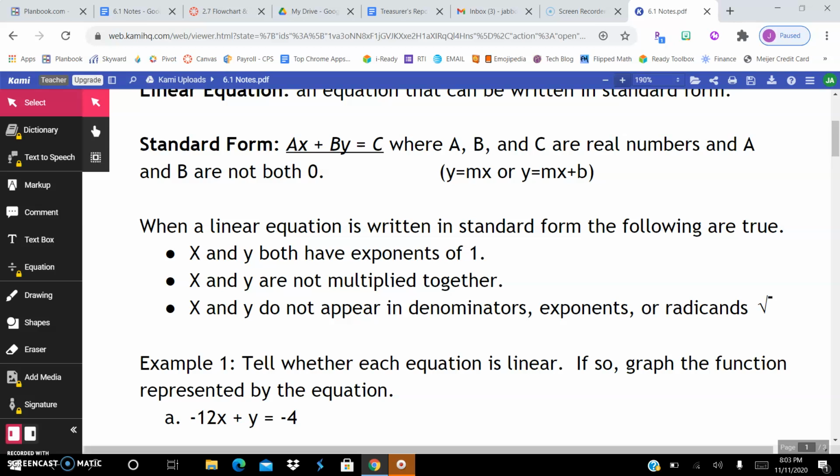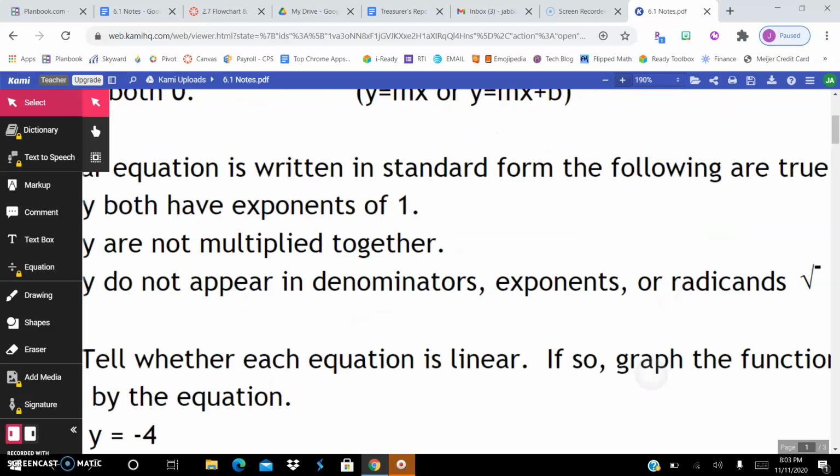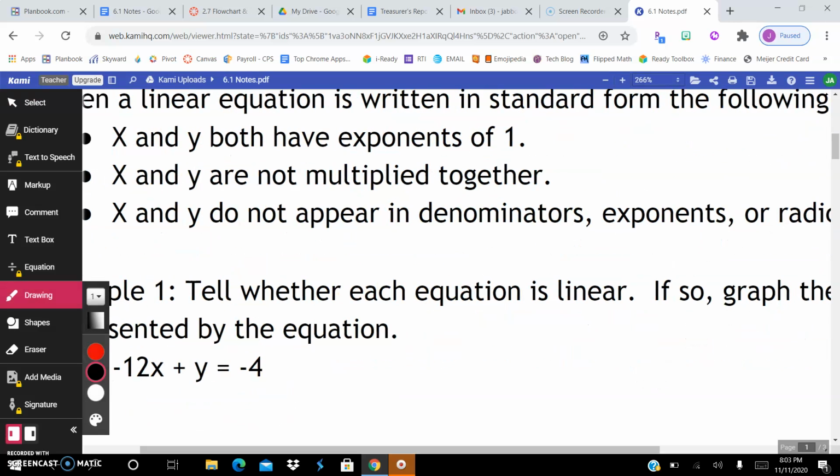Second, x and y are not multiplied together. So we cannot have x times y in our equation. And third, x and y do not appear in denominators, exponents, or radicands. So for instance, we cannot have something like 3 over x. So this is a no. We could have x over 3. That would be a yes, because that's not the denominator, that's in the numerator.